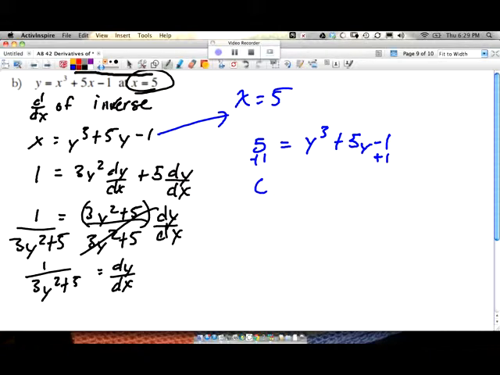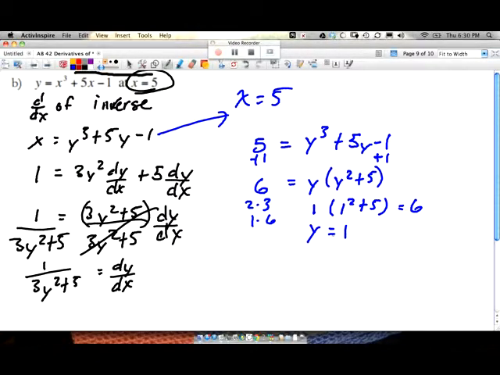If I add 1 to both sides, that makes this side 6. I could factor the y out over here on the other side and that gives me y times (y squared plus 5). Now if I'm trying to think about what numbers multiply to 6, well there's a couple options. We got 2 times 3 or 1 times 6. And if 2 was y, well then 2 squared plus 5 would be 9, and 2 times 9 is way too big. And if 3 was y, this would be way too big also. But if this was 1 times (1 squared plus 5), that equals 6. So y must equal 1.